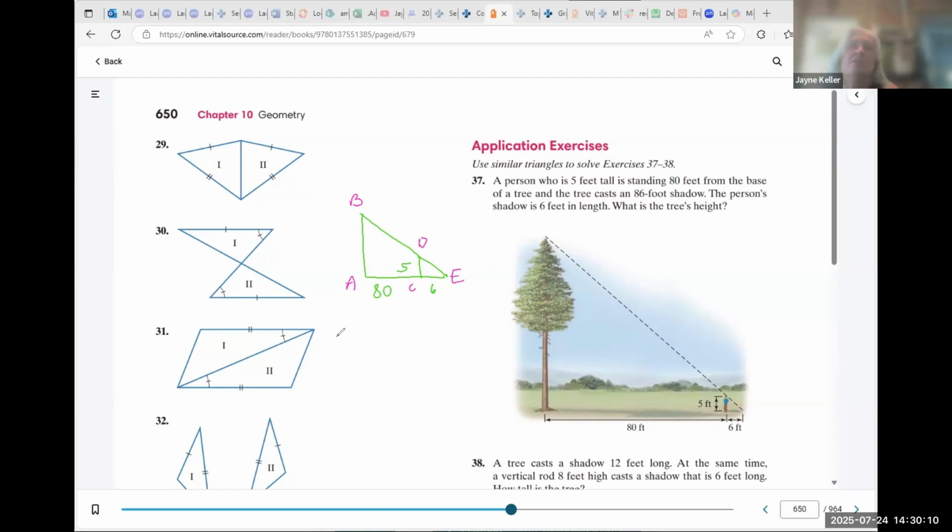What's the distance I'm trying to find? The height of the tree. Yes, which is AB, right? So I want AB. If I first look at these two sides in the big triangle and the little triangle, that's going to be AB to DC. DC is 5, so that would be x over 5.